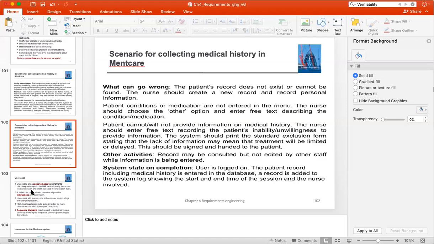Because if they can easily understand your notation, not necessarily natural language, but if they can understand it, then they can comment on it. They can discover inconsistencies or errors or misunderstandings. So it's really in your interest to use an easily accessible tool for requirements documentation.